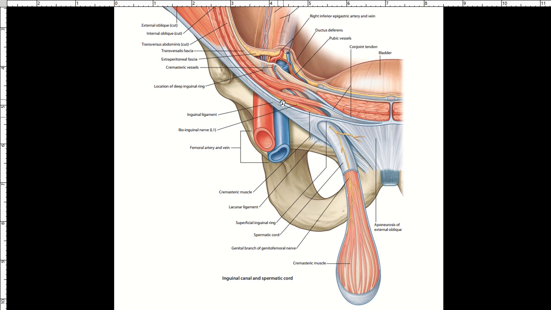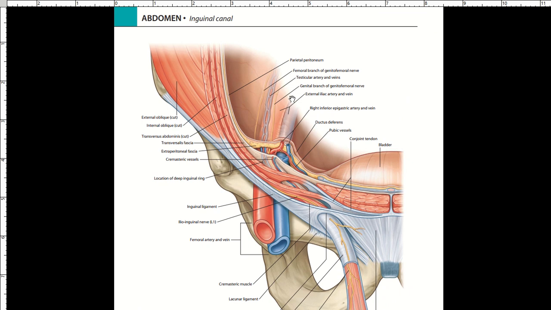Take note of this. The ilioinguinal nerve does not enter the deep inguinal ring, but rather it finds its way into the inguinal canal, in the mid portion of the inguinal canal, and it leaves via the superficial inguinal ring, but does not pass through the deep inguinal ring. You understand? Good. Let's take a look at the female.